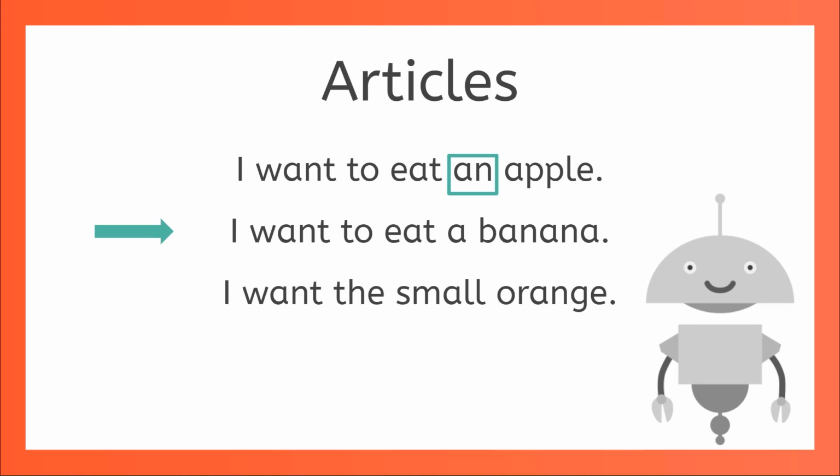I want to eat a banana. This time our noun is a general one starting with a consonant. That means we use the article a.